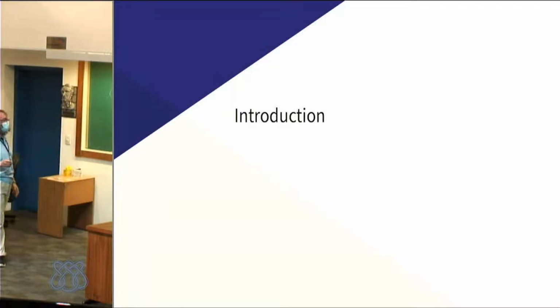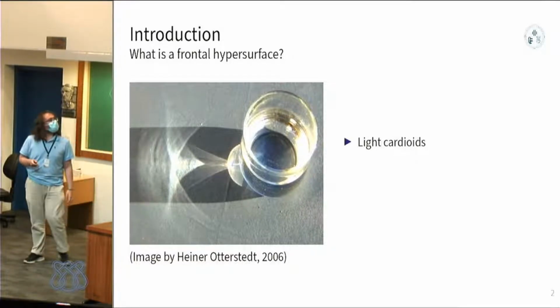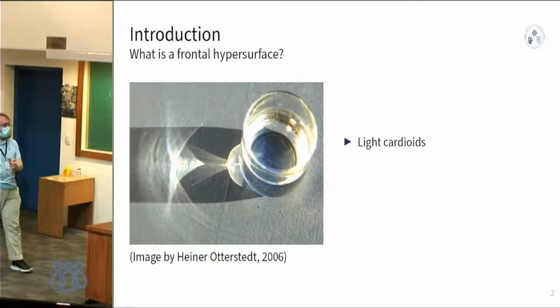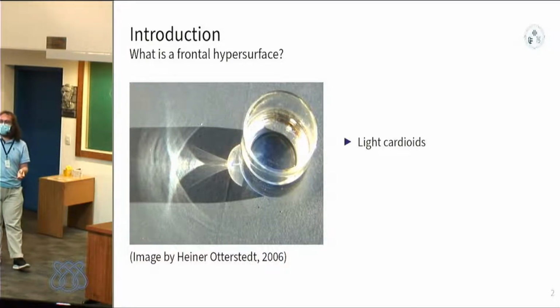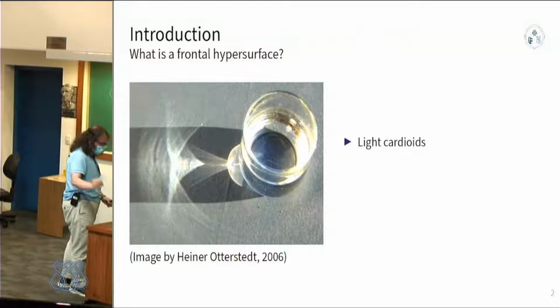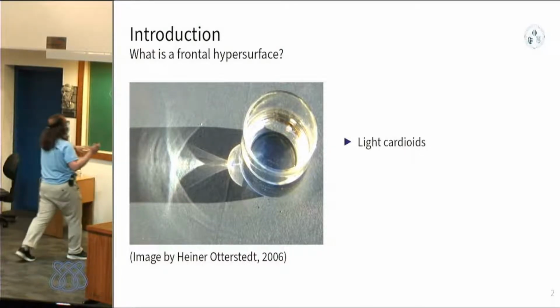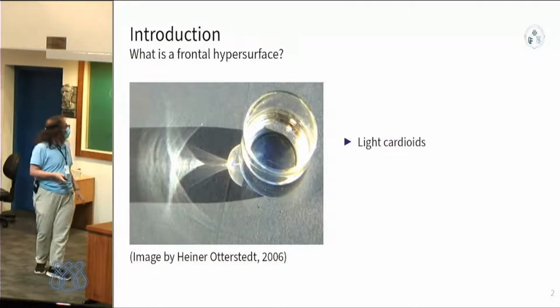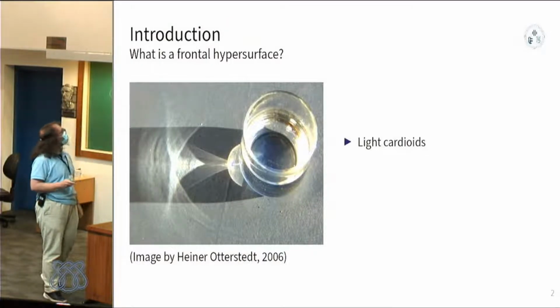Now, some places where we may find frontal hypersurfaces. For example, light cardioids, which you are probably familiar with: when you have a cup of water outside on a terrace and the sun shines right through it, it will form a series of shapes. These are similar to the equidistant we have here. The equidistant is kind of a standard model, but that's outside the scope of this talk.